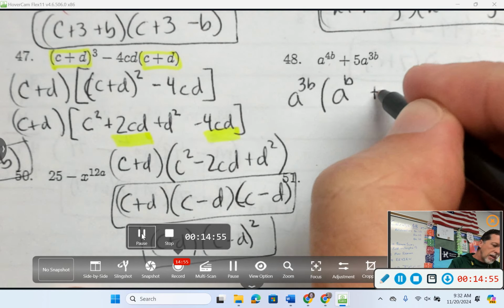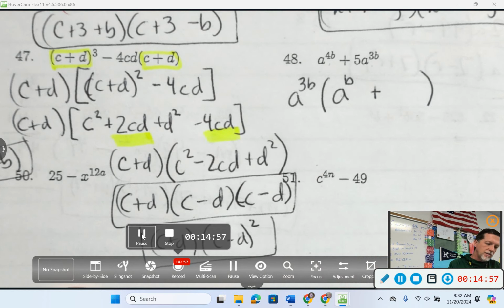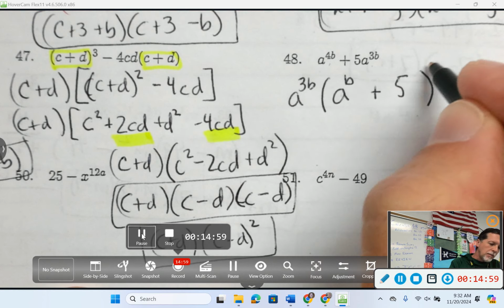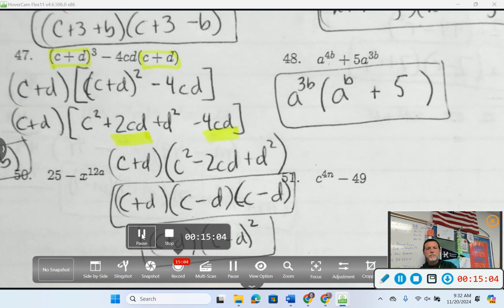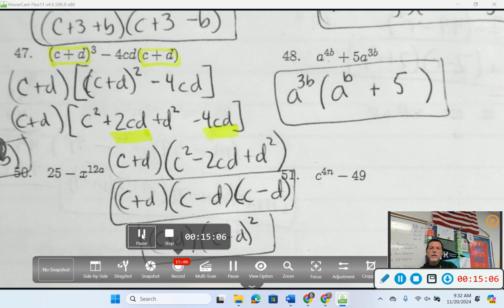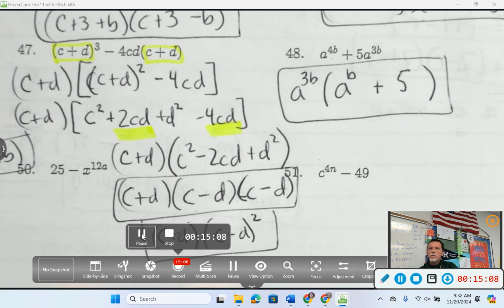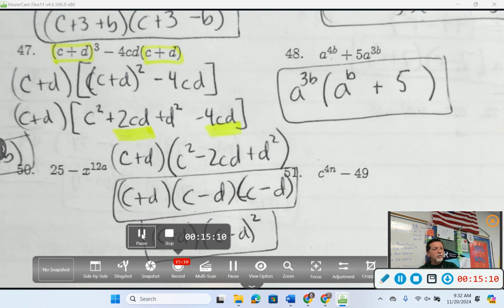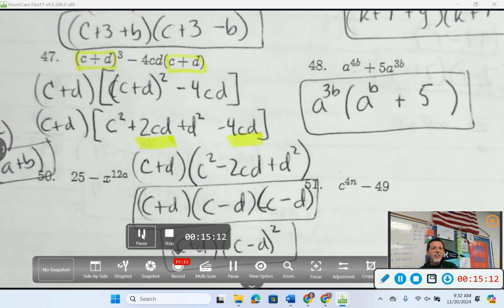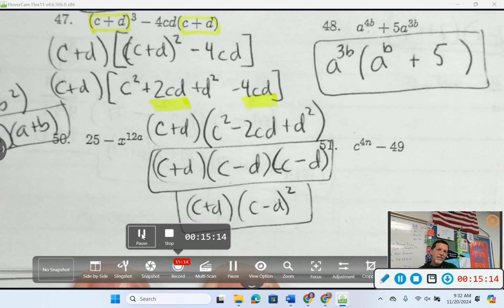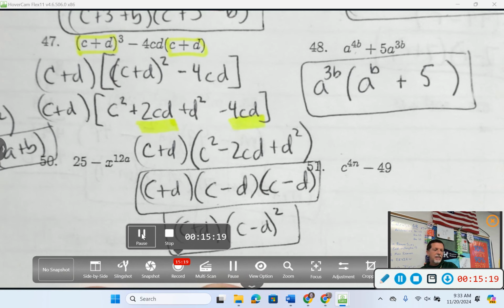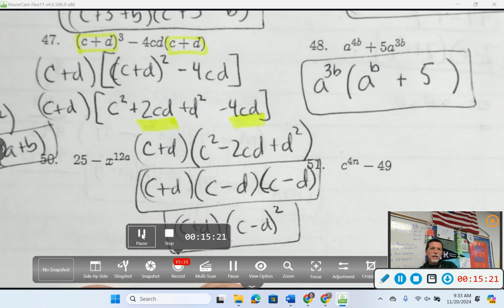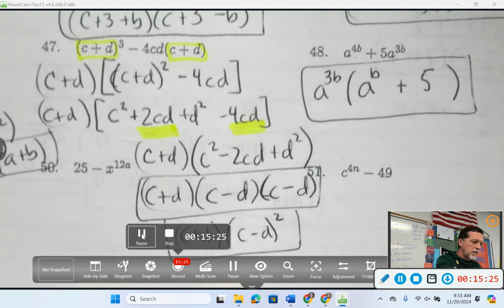How about the second term? Yeah, just a 5. We took a to the 3b. So that's all you can do on 48. Which, I don't know, it feels weird. This worksheet sort of jumps around in terms of difficulty level. 47 took 6 or 7 steps. 48 took 1 step. Go. 37.